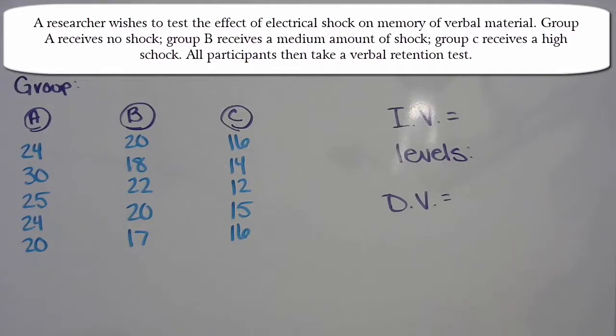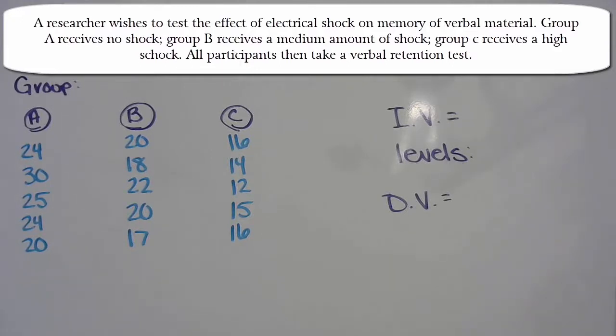A researcher wishes to test the effect of shock on memory of verbal material. Group A receives no shock, Group B receives a medium shock, and Group C receives a high shock. All participants are then given a verbal retention test. So let's go ahead and start out by identifying what our independent and dependent variables are.